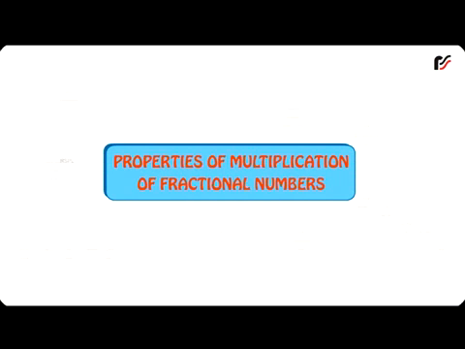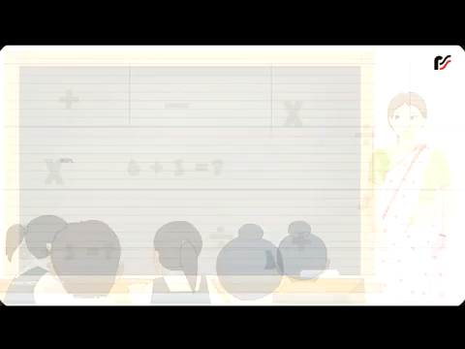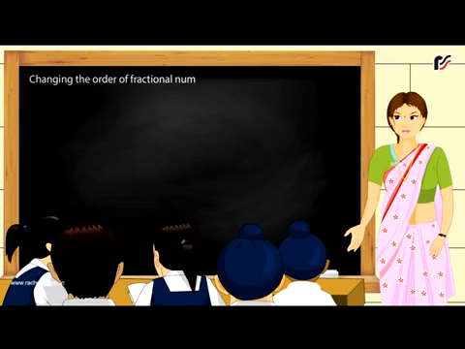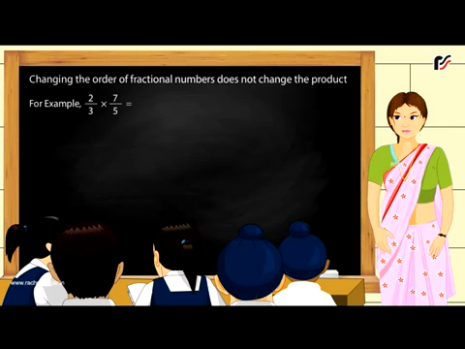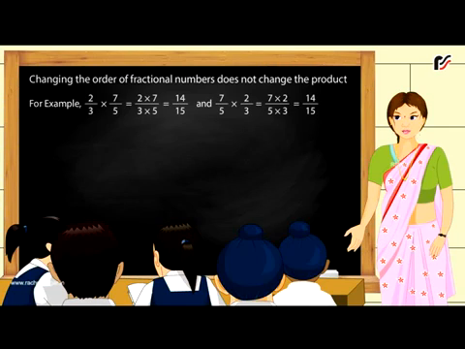Properties of multiplication of fractional numbers. Changing the order of fractional numbers does not change the product. For example, 2 by 3 multiplied by 7 by 5 is equal to 2 multiplied by 7 whole divided by 3 multiplied by 5 is equal to 14 by 15 and 7 by 5 multiplied by 2 by 3 is equal to 7 multiplied by 2 whole divided by 5 multiplied by 3 is equal to 14 by 15.